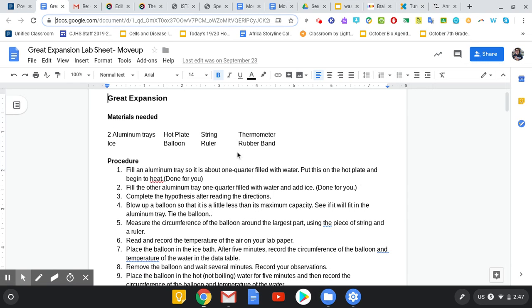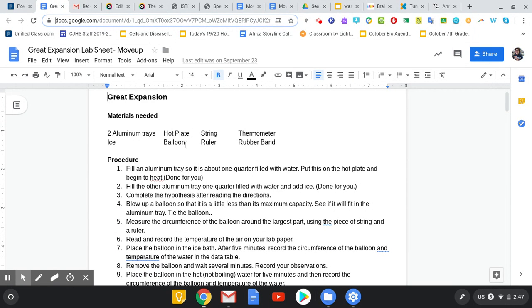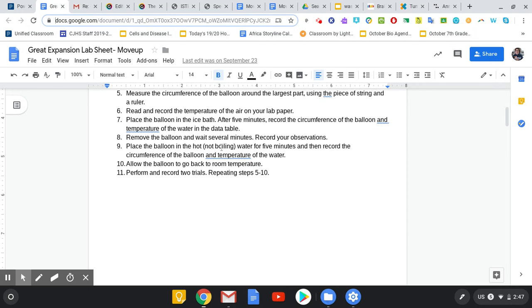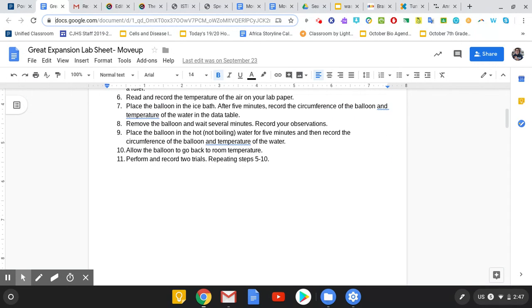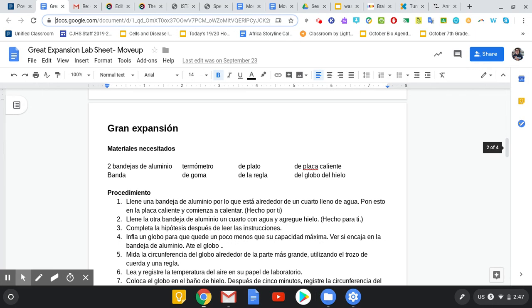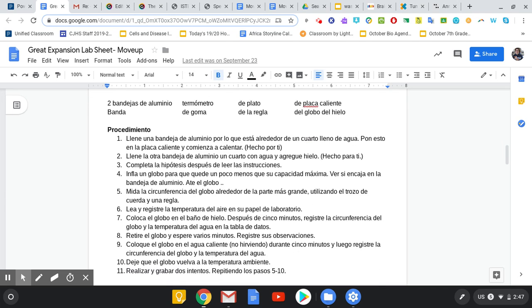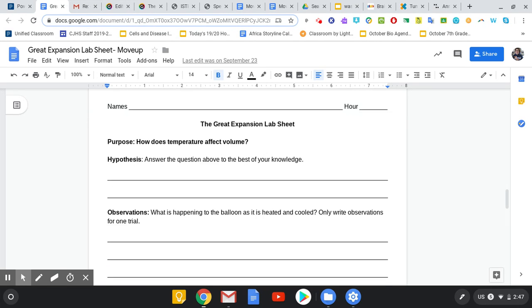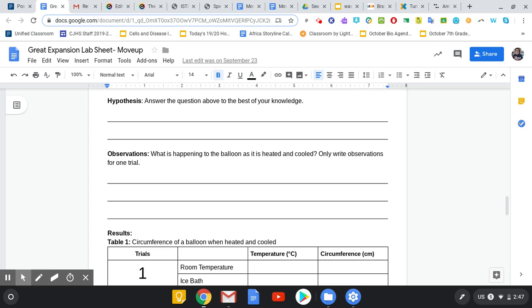You can see that it's going to require a hot plate, balloon, string, ruler, and that they are actually going to be following a procedure. And we're going to look and see what happens to heat on the size of the volume of gas within a balloon. It's also in Spanish, and then they have questions to answer.